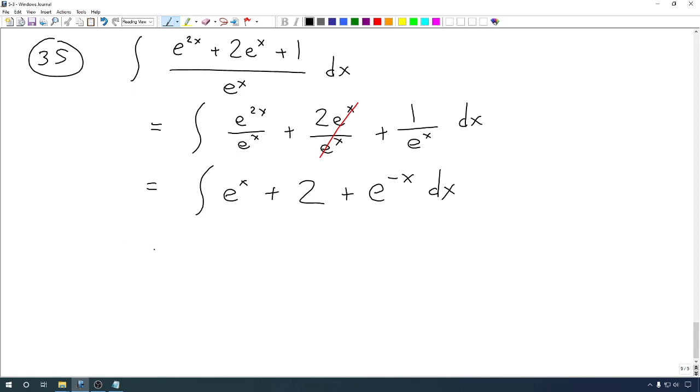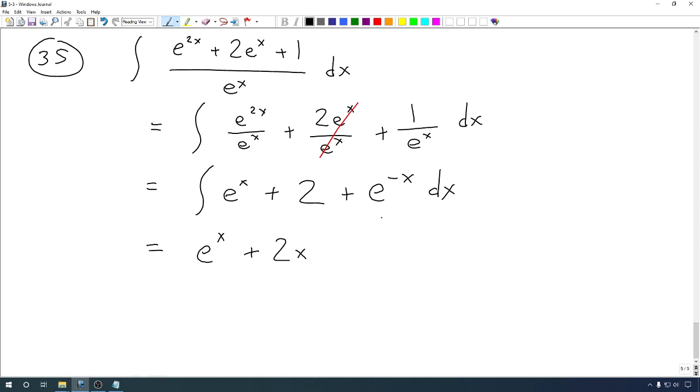And this has now become a lot easier. We can do this term by term, and the first two terms are really easy. We know how to integrate e to the x. We know that's e to the x. 2, well, that's just 2x when we integrate.